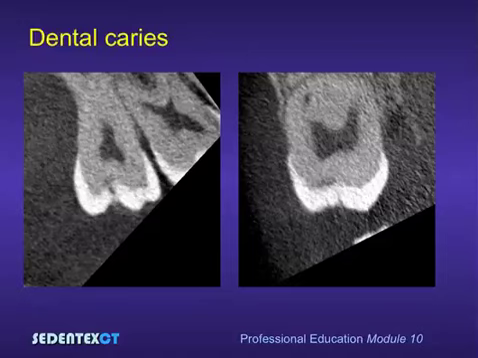Remember also that one advantage of cone beam CT is that you can scroll through individual teeth in different planes and get an idea of not only the presence of dental caries, but its extent buccolingually.